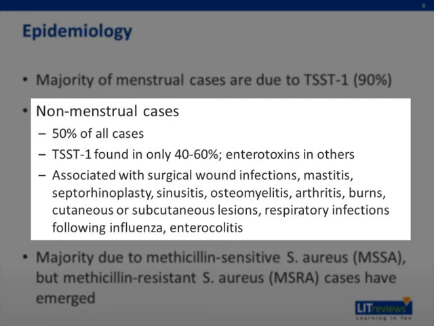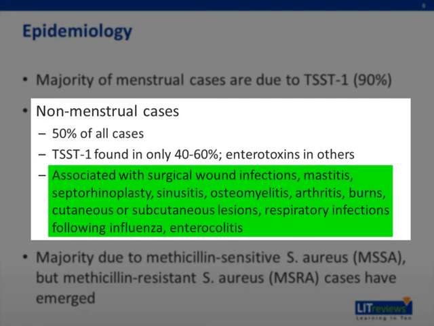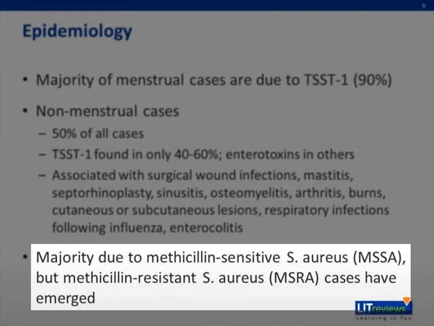These non-menstrual cases are generally due to surgical wound infections, mastitis, septorhinoplasty procedures, or nose jobs in layman's terms, sinusitis, osteomyelitis, septic arthritis, burns or cutaneous or subcutaneous lesions, and respiratory infections following influenza or enterocolitis. The majority of cases of toxic shock syndrome are due to methicillin-sensitive Staph aureus, i.e. MSSA, but you are starting to see methicillin-resistant Staph aureus cases emerging, i.e. MRSA.